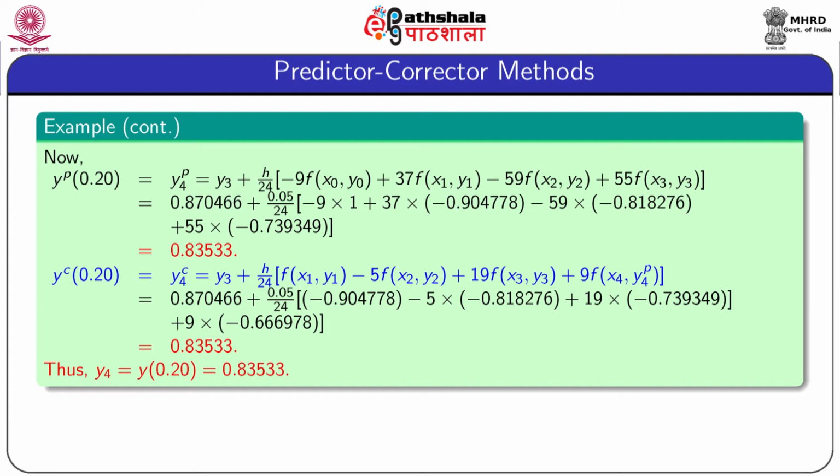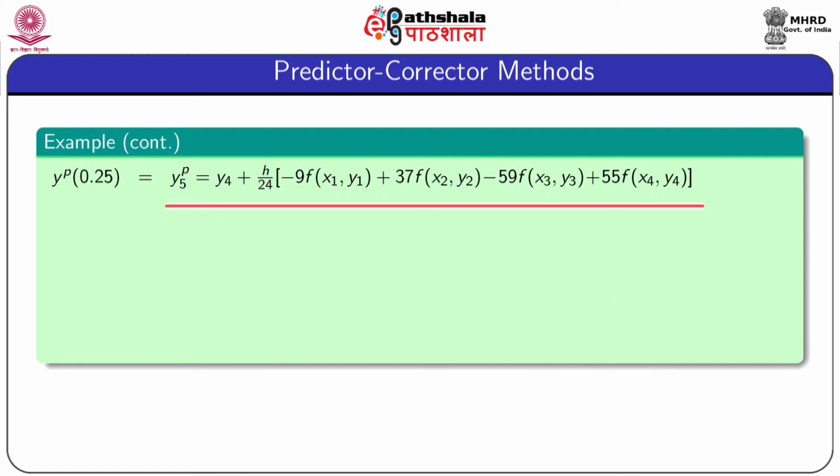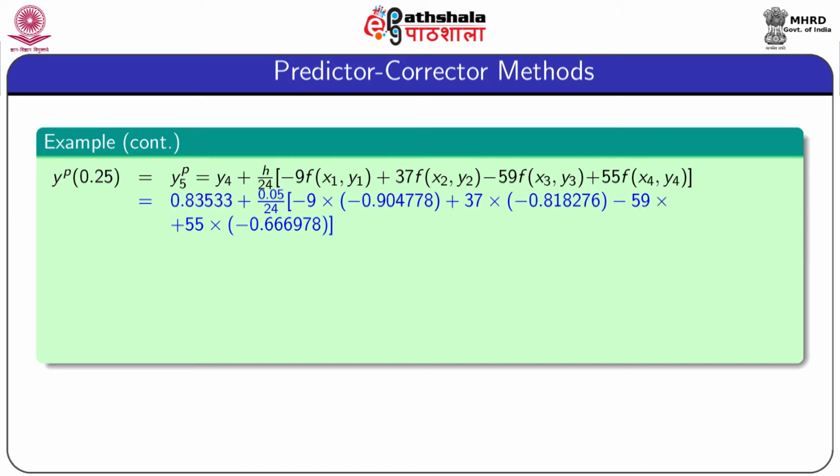Now to calculate the value of y at x equal to 0.25, we use the predictor formula, this one. Note that in this formula the subscripts of x, y are increased by 1 compared to the previous formula, and using the same values, that means the values of f at x1 y1, x2 y2, x3 y3 and x4 y4, we obtain this expression. After simplification it becomes 0.805461.